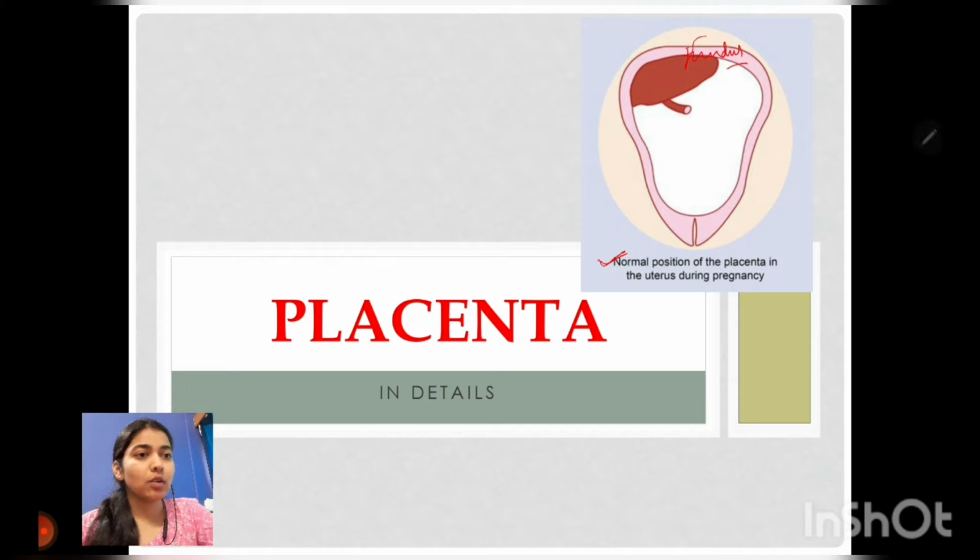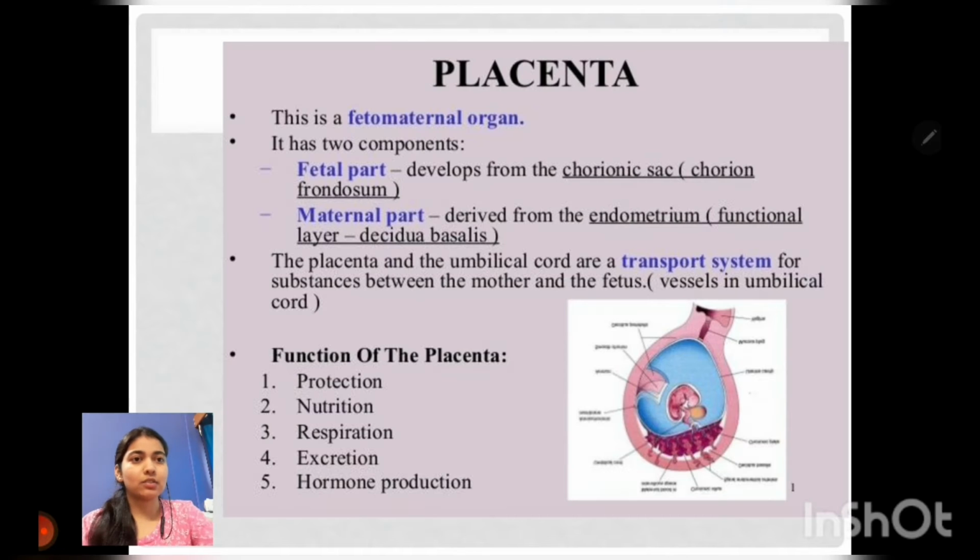Here you can see the normal position of placenta in the uterus during pregnancy is in the upper uterine segment. The placenta is attached in the upper uterine segment near the fundus. This is the fundus part and it is attached near the fundus inside the uterus.